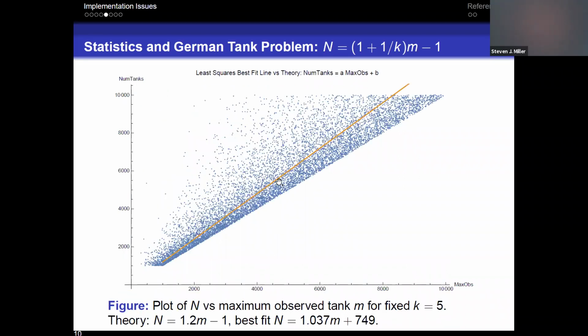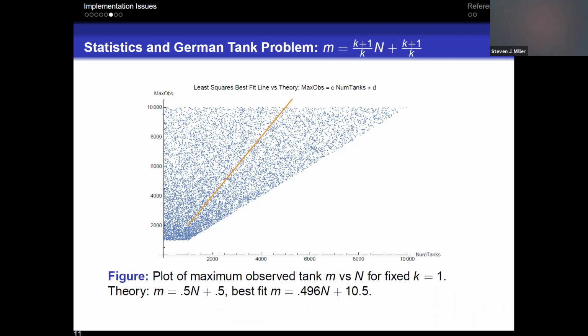This is now looking at k equals 5. The best fit value is 1.2m minus 1. Well, now at least our best fit line is greater than 1. It's 1.037. So maybe as k gets larger and larger, it's going to be a good fit again, and maybe this is an effect of small values of k. I shouldn't be trying to apply this statistical analysis for small values of k, although we might want to.